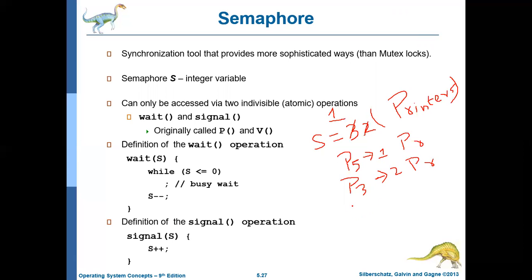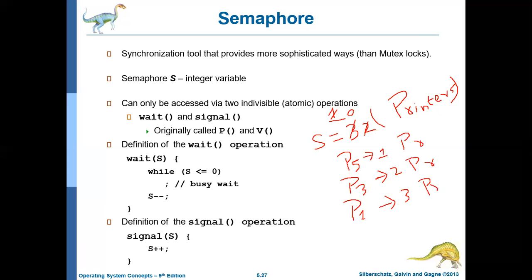Now another process P1 comes, and it also checks whether the printer is available or not. So it calls wait of S, and checks while S is less than or equal to 0. S is not less than or equal to 0, so it means there is a printer available. So it takes that particular printer, and it decrements S, making it 0. So the third printer was given to P1.